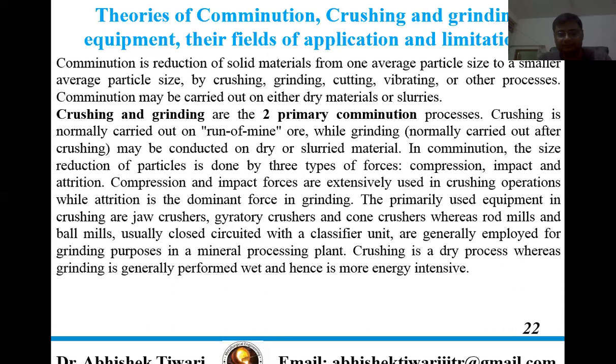Primarily used equipment in crushing are jaw crushers, gyratory crushers, and cone crushers, whereas rod mills and ball mills, usually closed circuited with a classifier unit, are generally employed for grinding purposes in a mineral processing plant. Crushing is a dry process, whereas grinding is generally performed wet and hence more energy intensive.